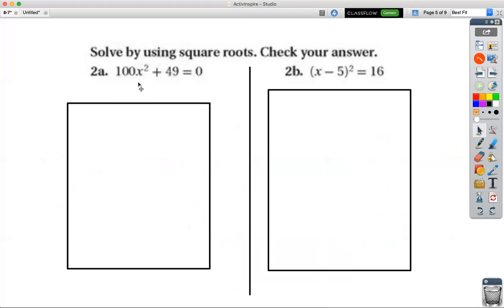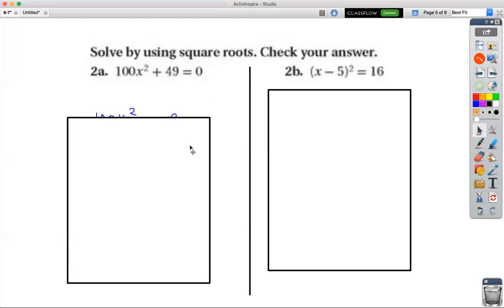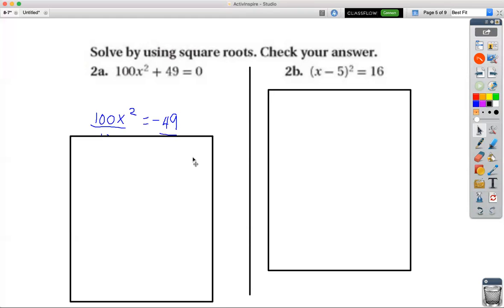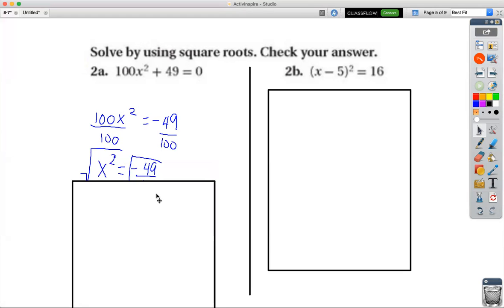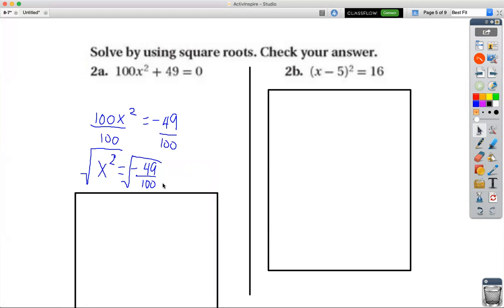All right, so in the first example, you want to make sure you isolate the x squared term, remember? Okay, so let's go ahead and move 49 over. That means we're subtracting 49, like so. And then we'll have to divide it by 100, all right? Because we want to make sure that we're just using the x squared term. And when you do that, we'll come up with a negative 49 over 100.